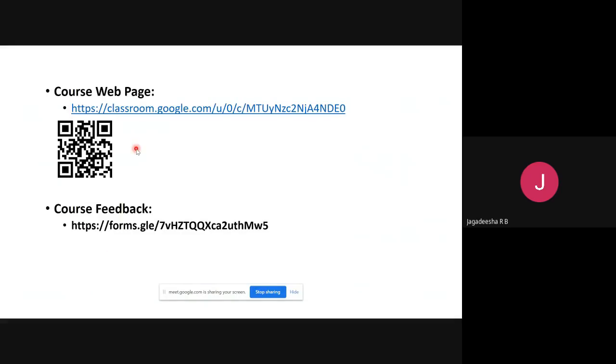Regarding the course web page, I have already created the Google Classroom and invited all of you to join the web page. You may do so. Here is the link, as well as the QR code. You can scan this QR code and directly enter the web page where all the course materials will be shared.